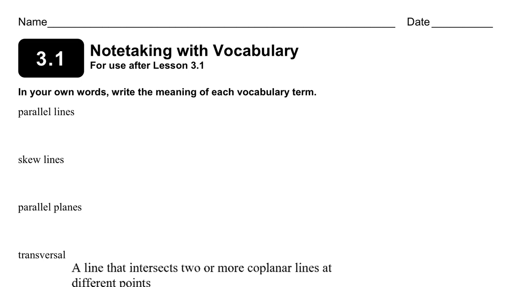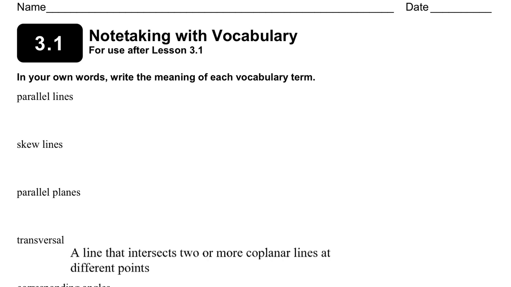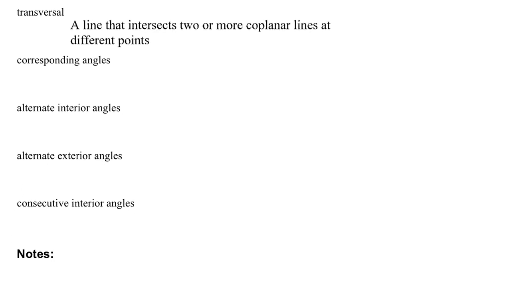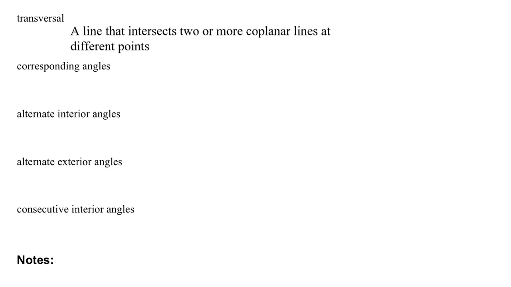So on this first page in the student journal, there are some vocab words, and I'm only going to go over one of them because the following pages have these and we'll discuss them. We're going to learn about parallel lines today, skew lines, parallel planes, but the first thing is what's called a transversal. A transversal is a line that intersects two or more coplanar lines at different points.